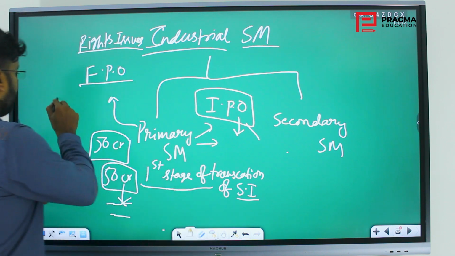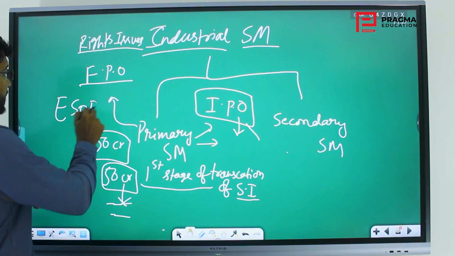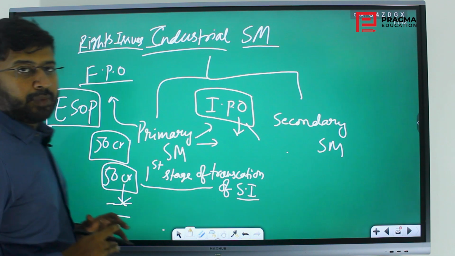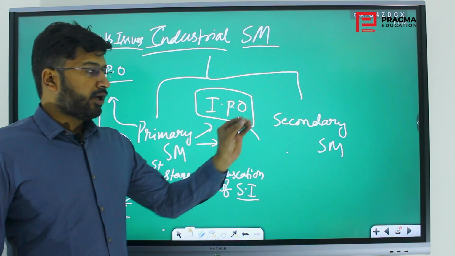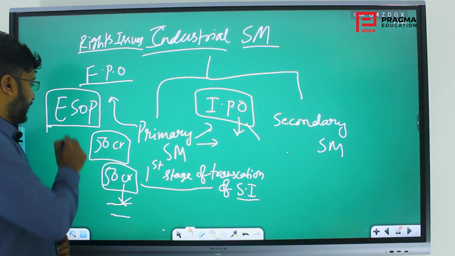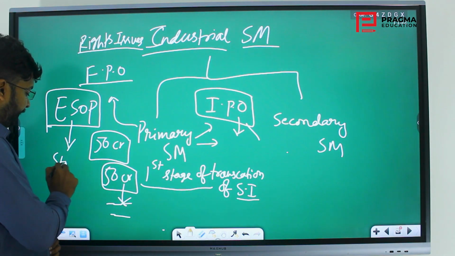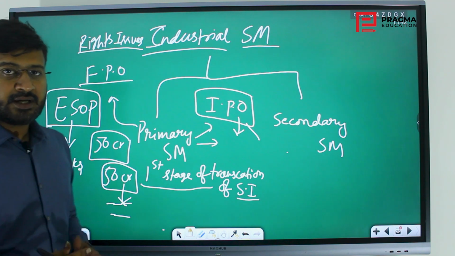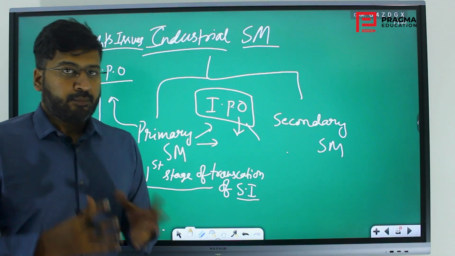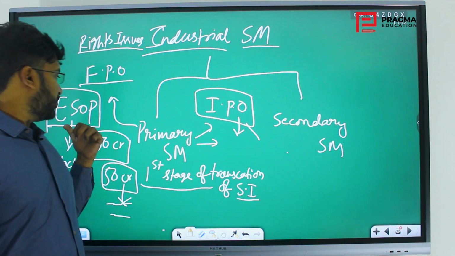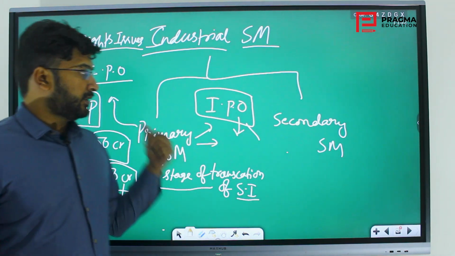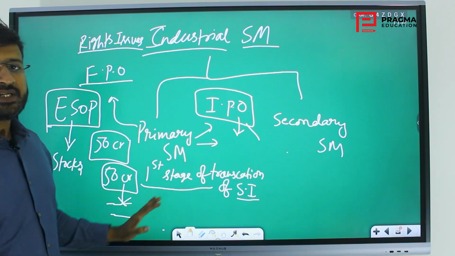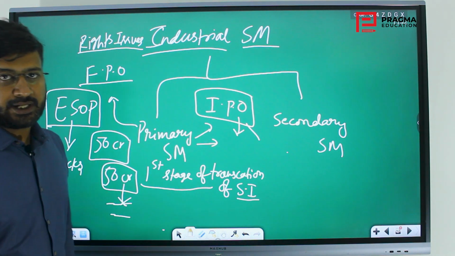Next is ESOP, that is employee stock option plans. Say there is a company that is going public. What it will do is give all the employees a few stocks, a few shares, its own employees. That is employee stock option plans. Whenever the company goes public, these are all primary securities market instruments.